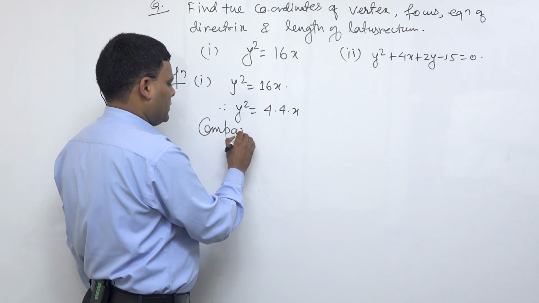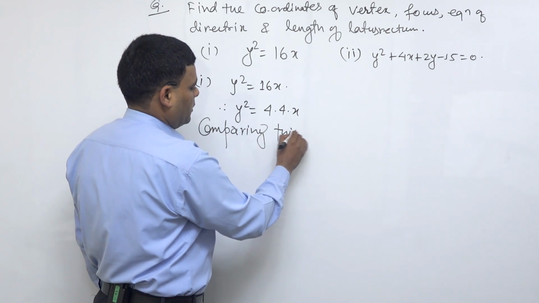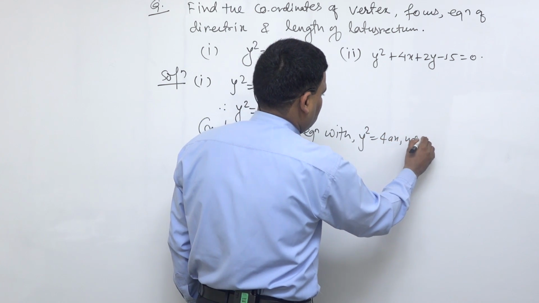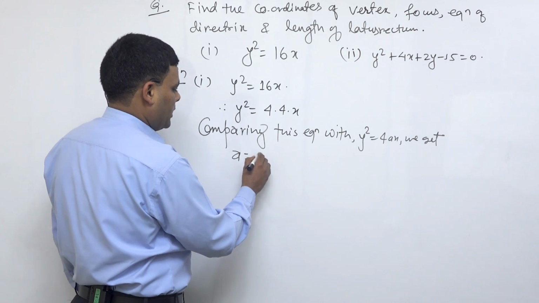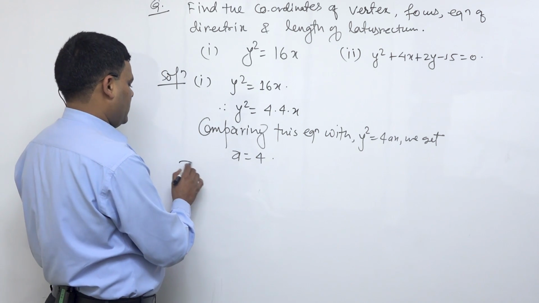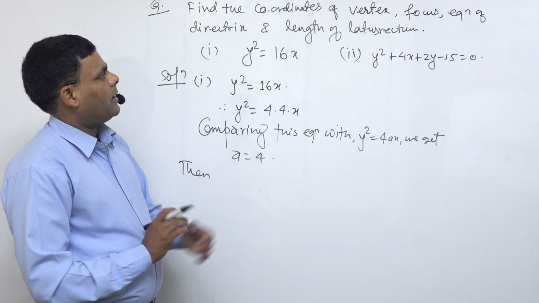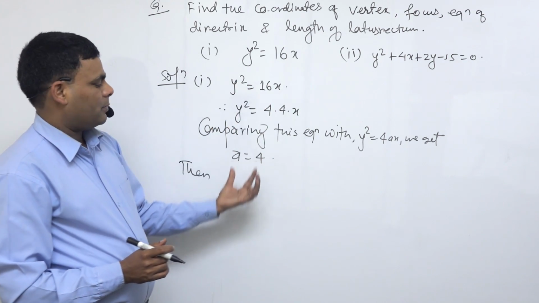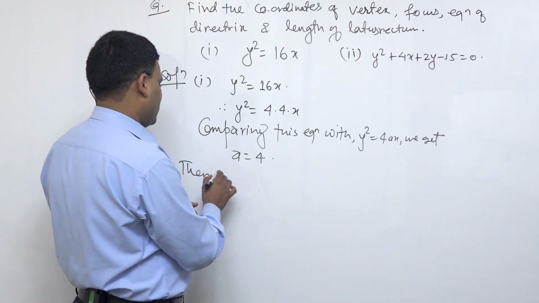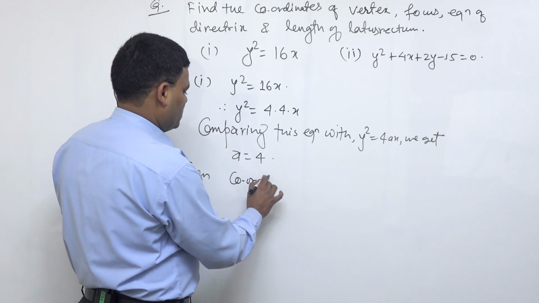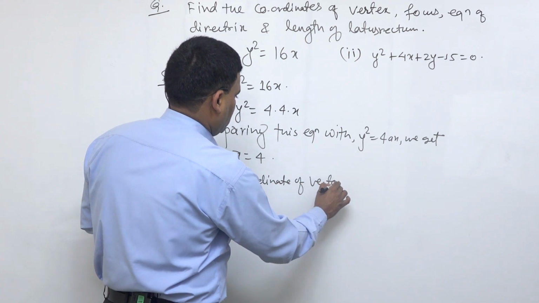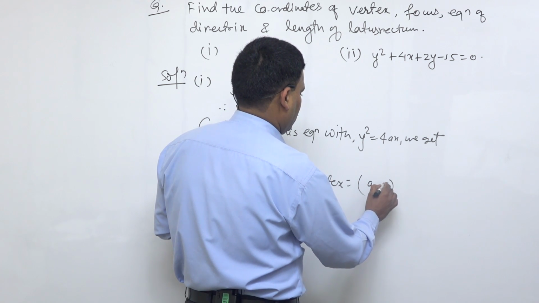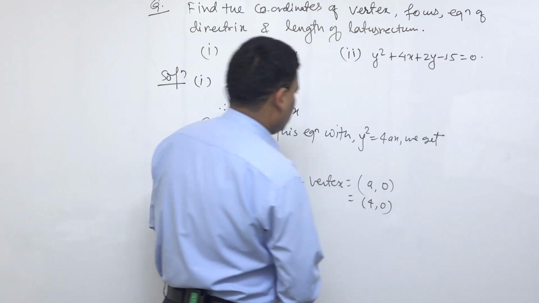Comparing this equation with y square equals to 4ax, we get a equals to 4. Then according to the question, find the coordinate of vertex. In this case, this is the standard equation of the parabola. Since it is in standard form, the coordinate of vertex is a, 0. Since it is the standard case, the coordinate of vertex equals to 4, 0.